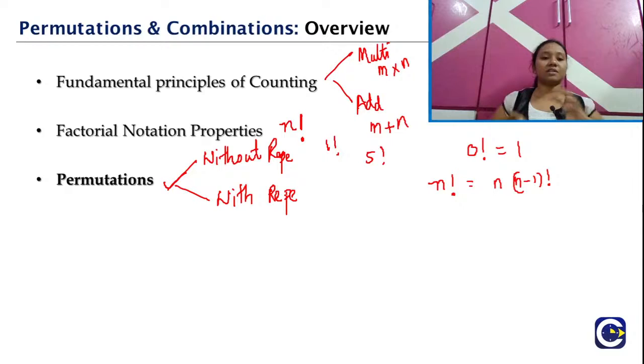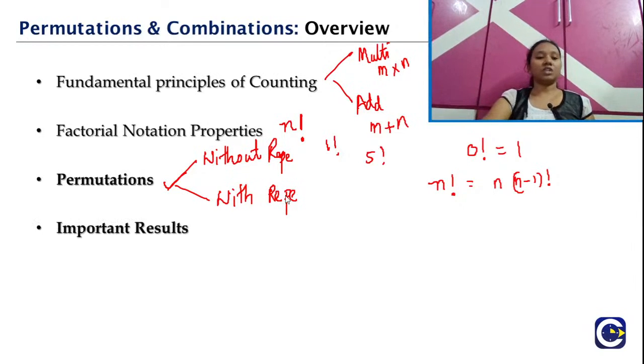Once we discuss the basic definition and the repetition part, the next thing we are going to discuss is some important results related to the concept of permutations. Just as we saw properties related to the factorial notation, in a similar way there are a few important rules, or properties, related to permutation, which we are going to take a look at.